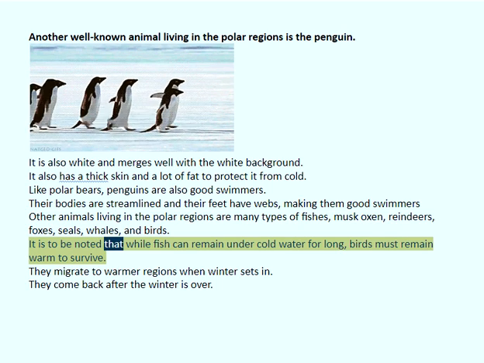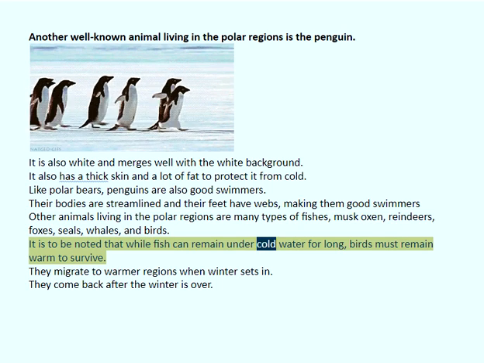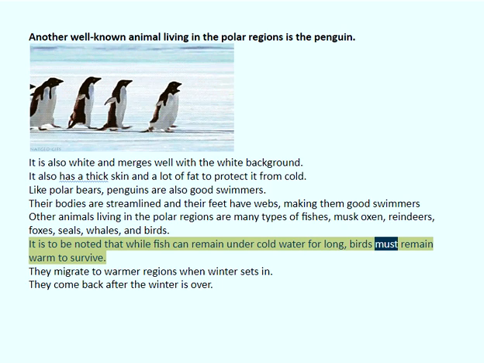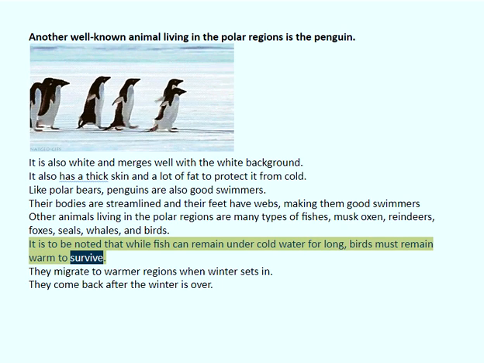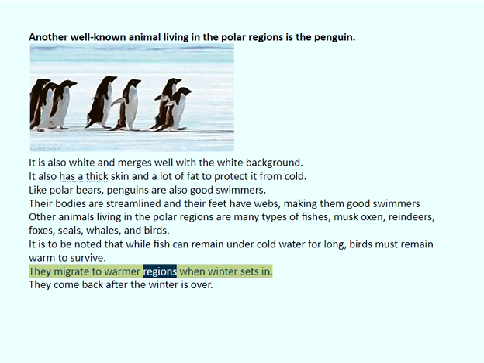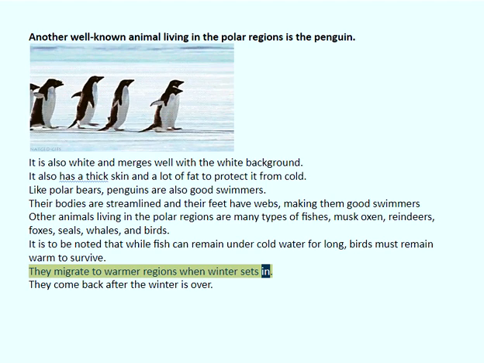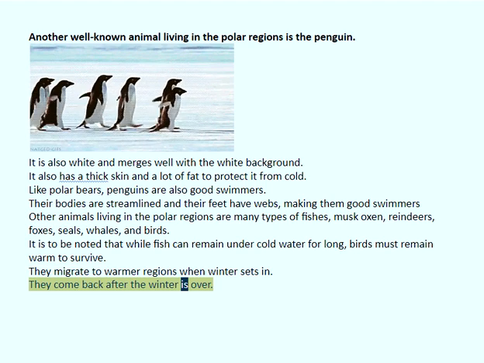It is to be noted that while fish can remain under cold water for long, birds must remain warm to survive. They migrate to warmer regions when winter sets in. They come back after the winter is over.